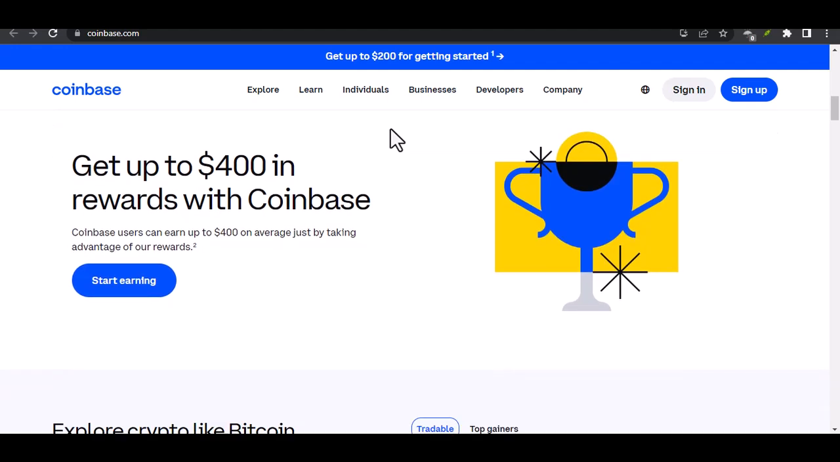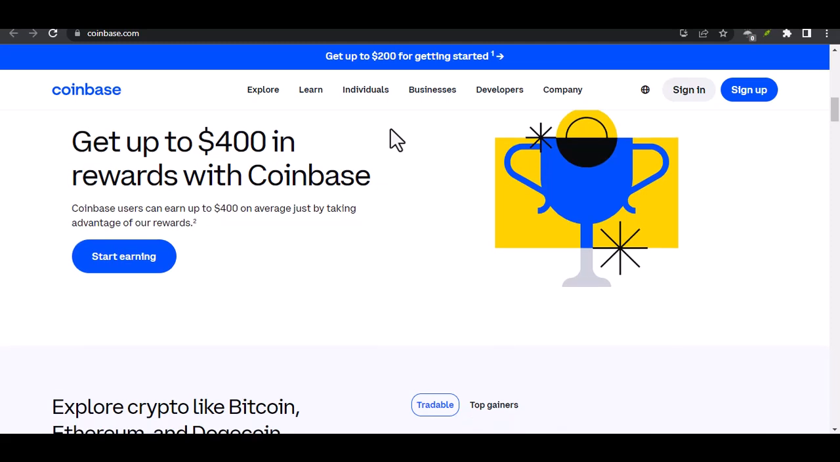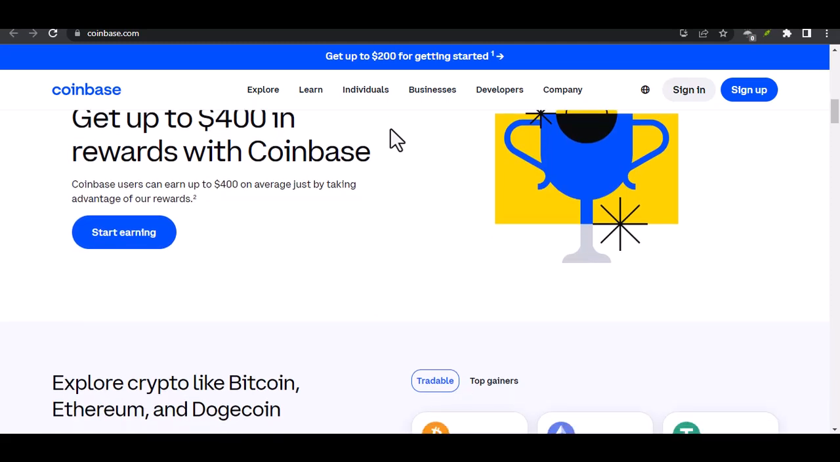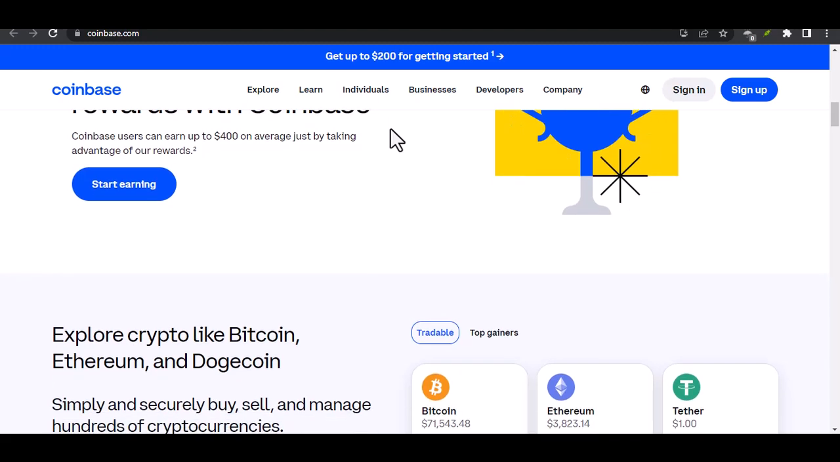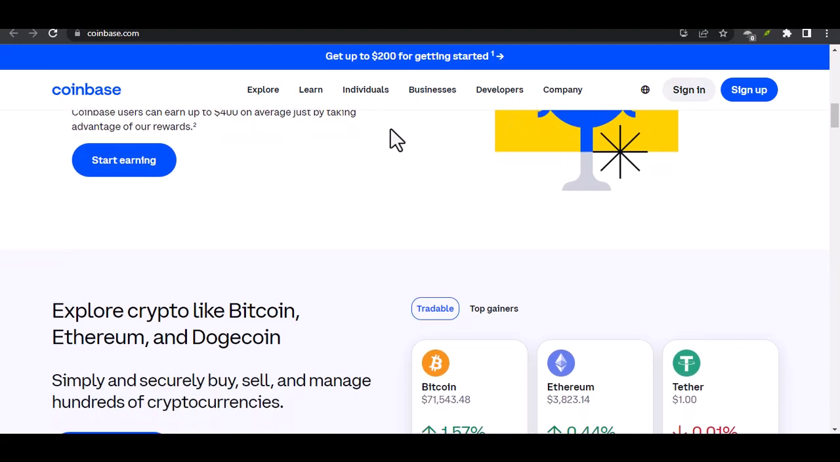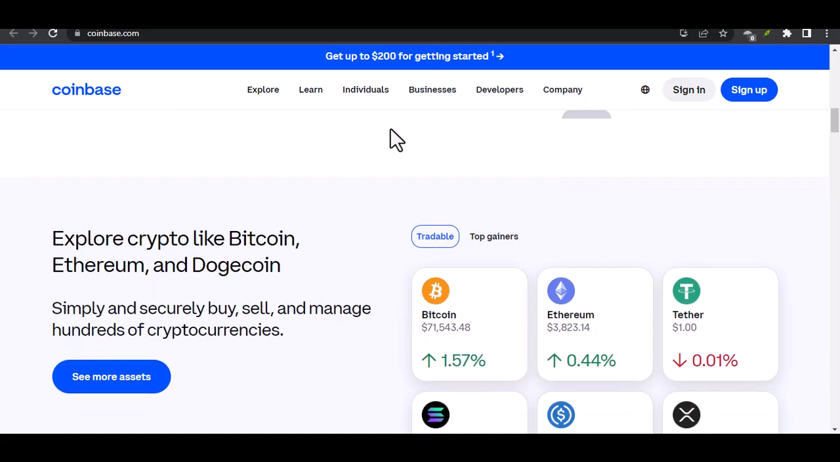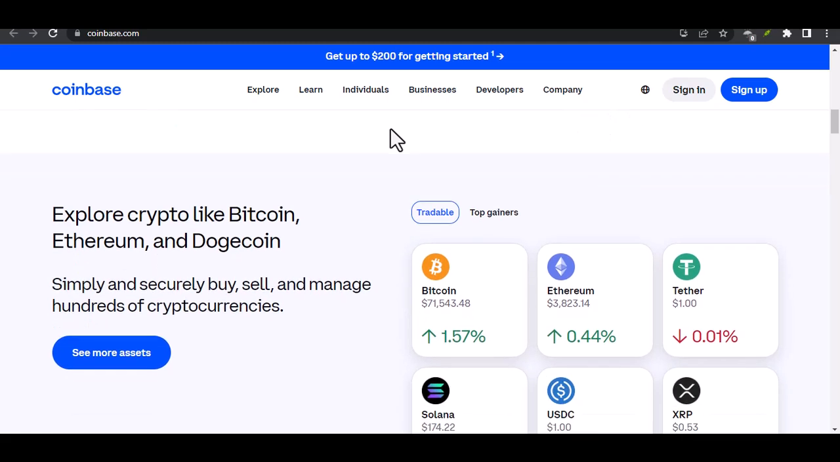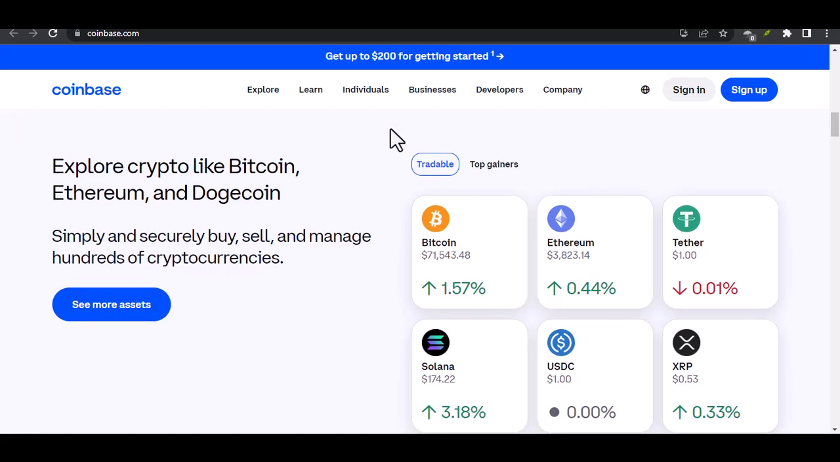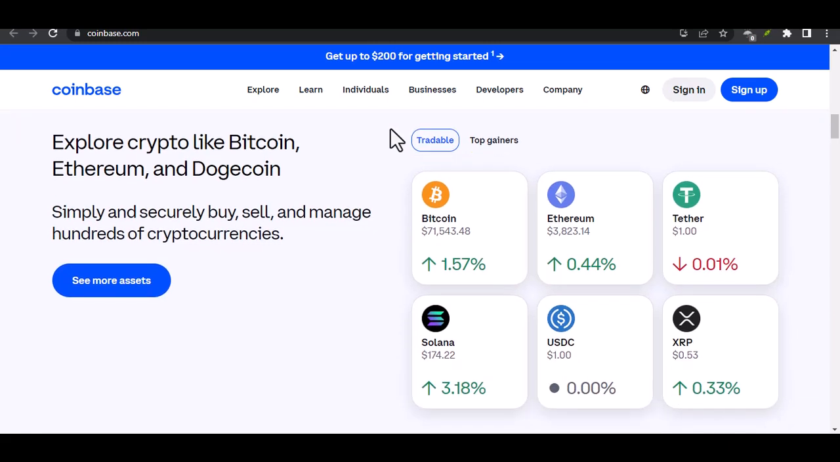Coinbase and the crypto catch. Coinbase is a giant in the cryptocurrency world, offering a user-friendly platform to buy, sell, and trade various digital assets. It's a great place for beginners to get their feet wet. But here's the thing, Coinbase doesn't directly support Tether deposits. That might surprise you, considering how popular Tether is.